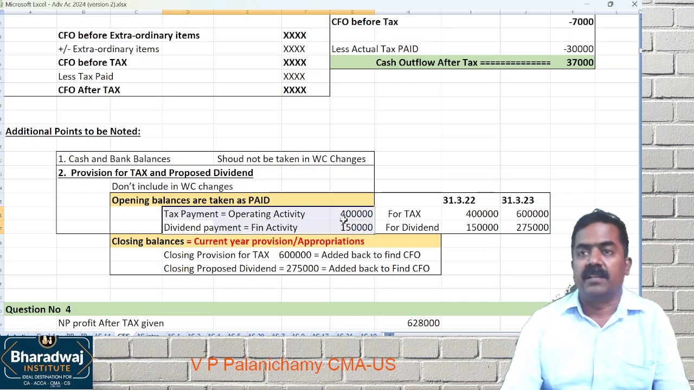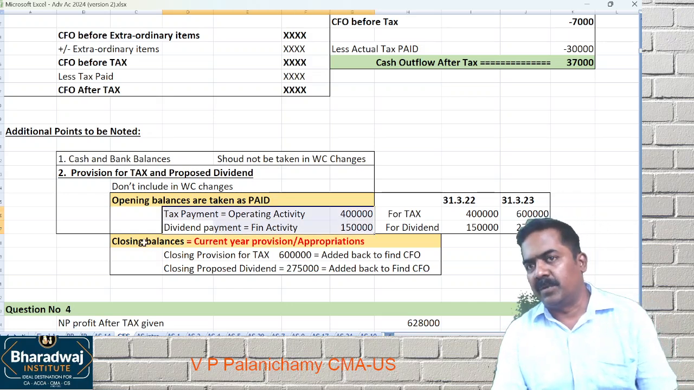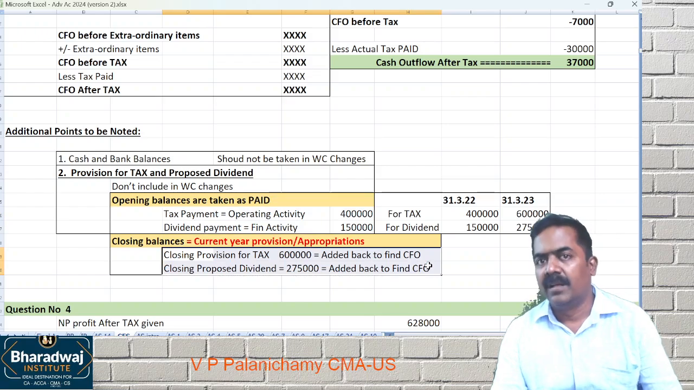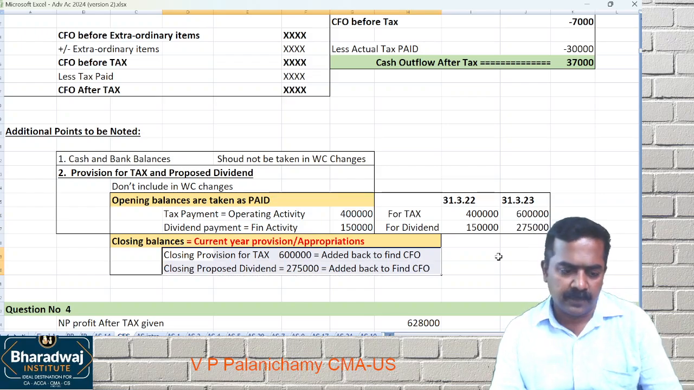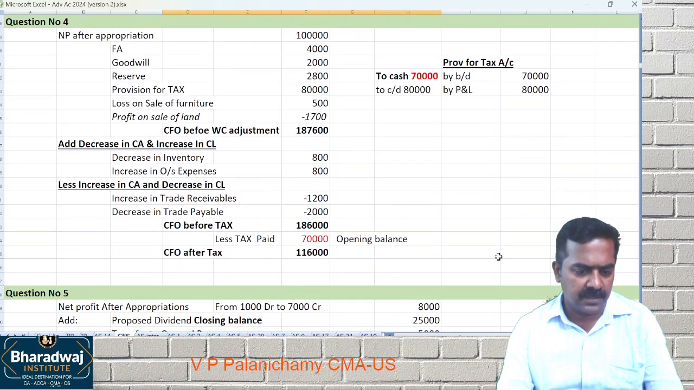Dividend payment will be taken in which activity? Financing activity. If nothing is given in the exam question, what will you do? Opening balances, you will take it as what? Paid, and closing balances, you will take it as what? Current year appropriations. Then based on that, we have done in the regular class some questions.